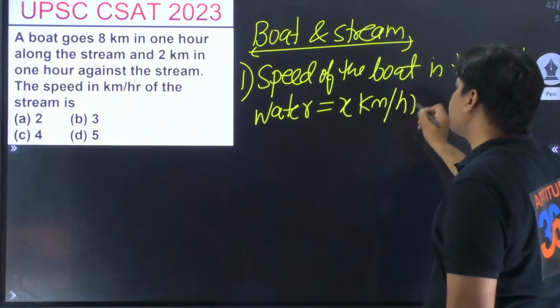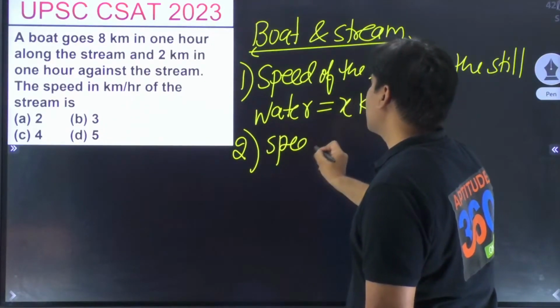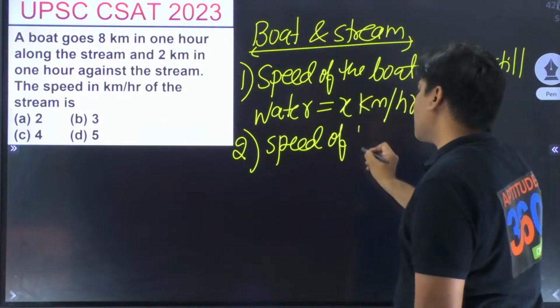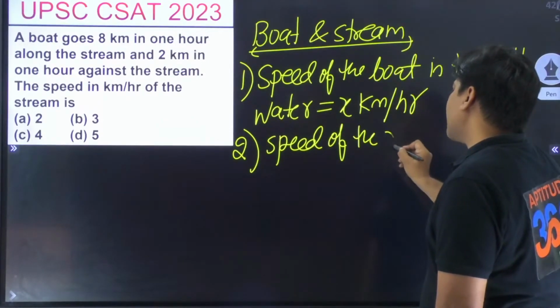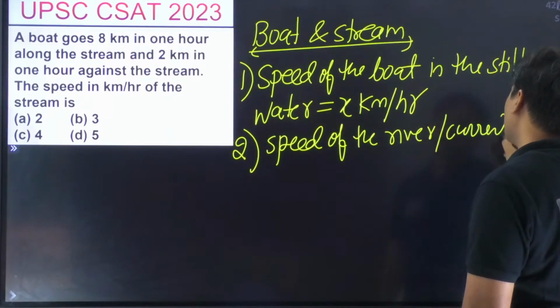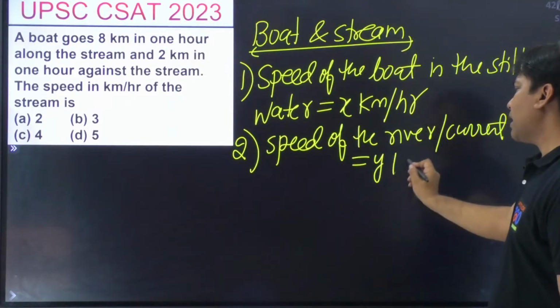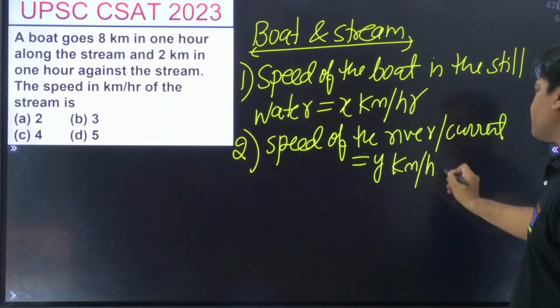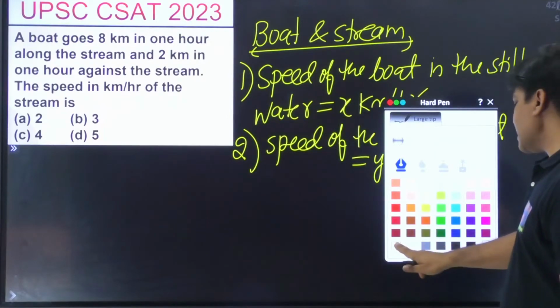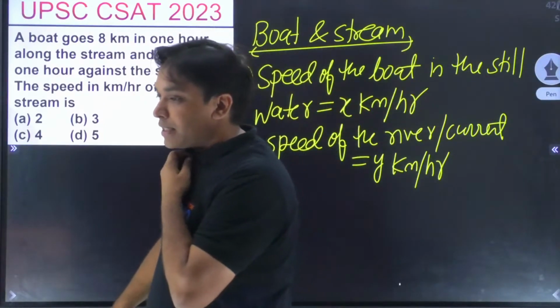You understand this? And the second thing that we should take is speed of the river ले लो, or you might take it as a current. मान लो that is coming out as y kilometers per hour. And there are two things that we need to know. What are these two things? One is upstream speed, the other is downstream speed.